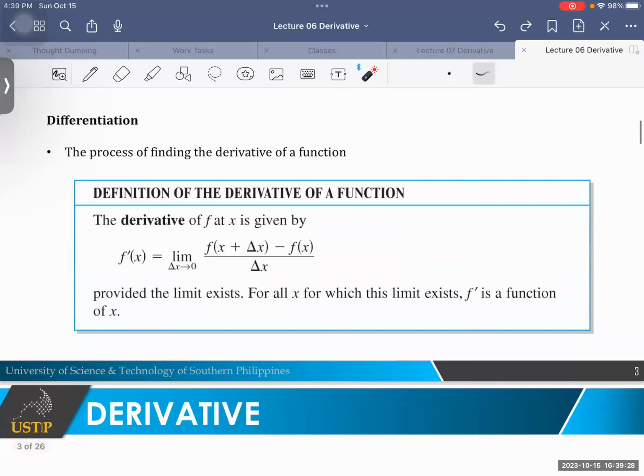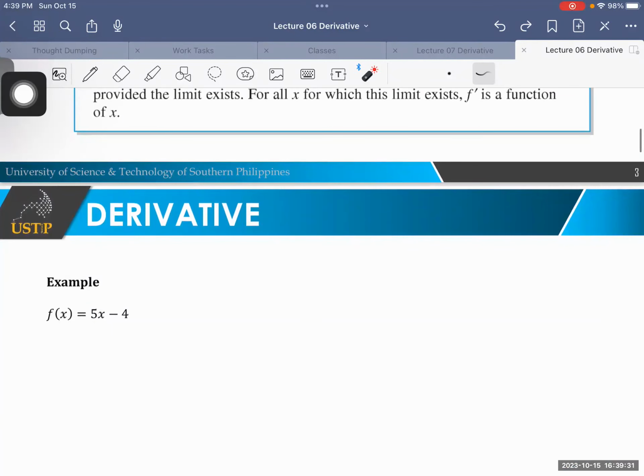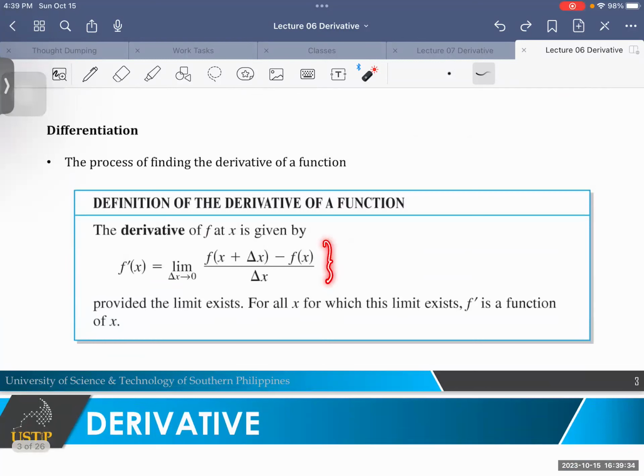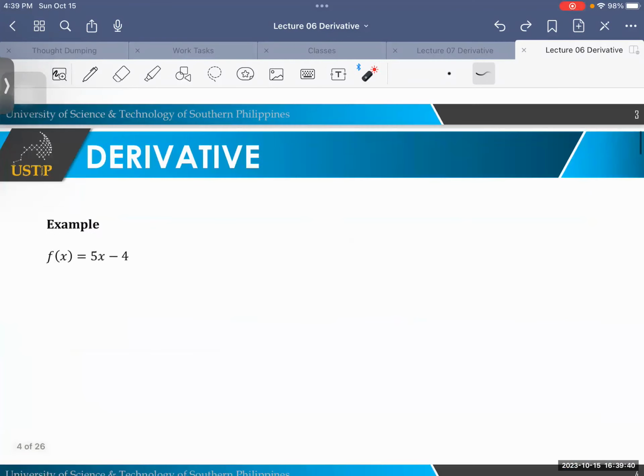Okay, so let's start solving using the limit we got earlier. Suppose we have f of x equals 5x minus 4. How do we get the derivative of this? Let's solve. We write our derivative: f prime of x equals the limit of f of x plus h minus f of x, all over h, as h approaches 0.